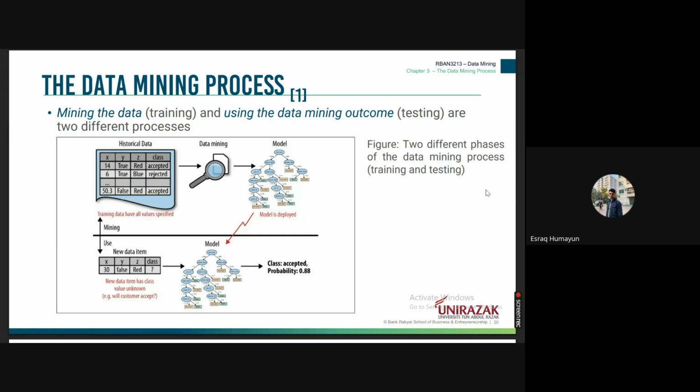We will go through the data mining process. First, there is mining the data and using the data mining outcome, two different processes. Look, here are some historical data. Now data mining is done, and then the model is deployed, and from the model they are finding the values and the data that they require. You don't need to study this image now. When we go through the algorithm, I will give you everything. So don't worry, just look at the picture.